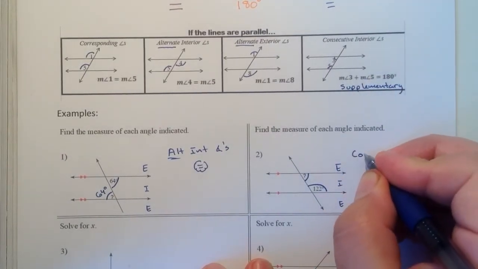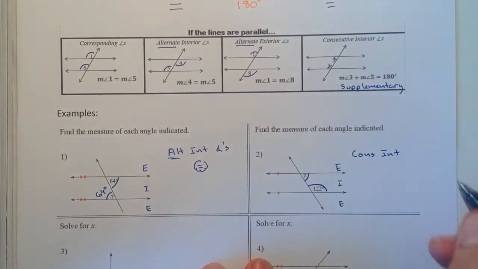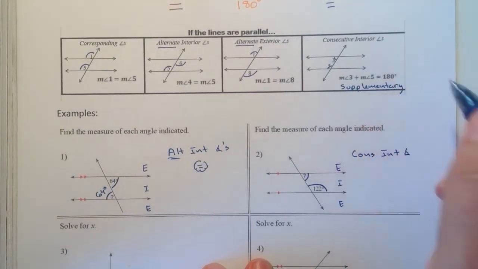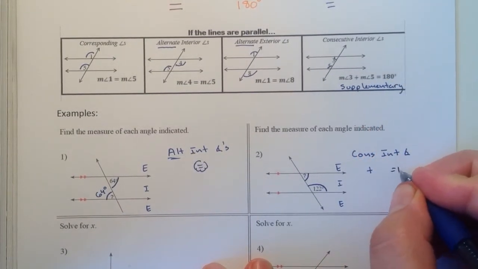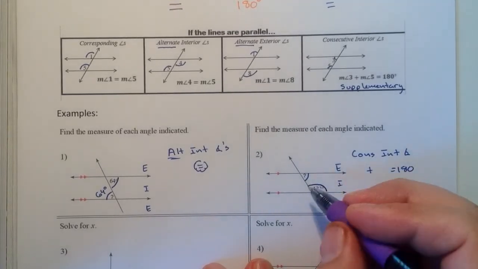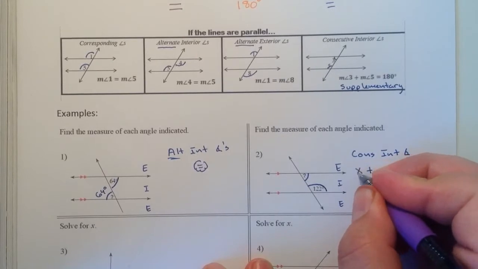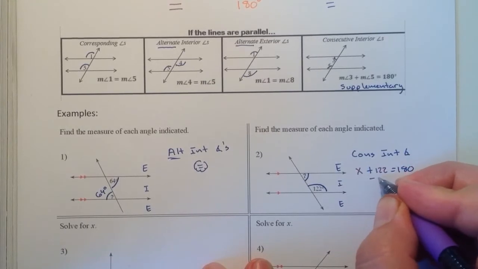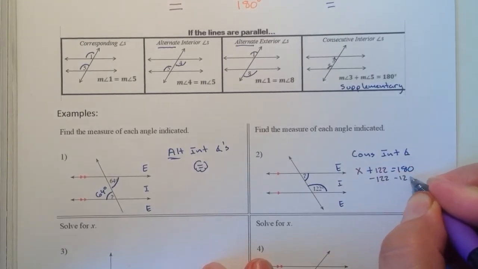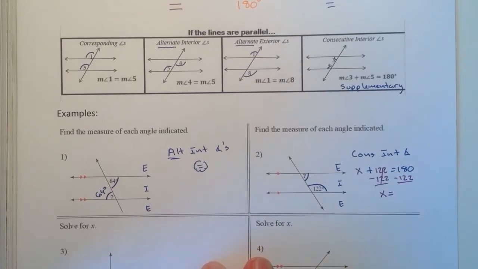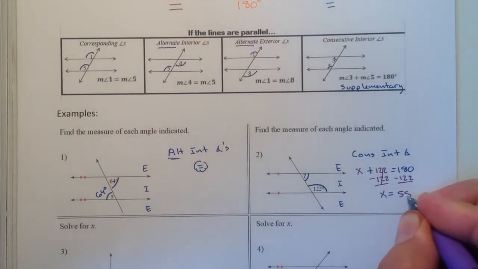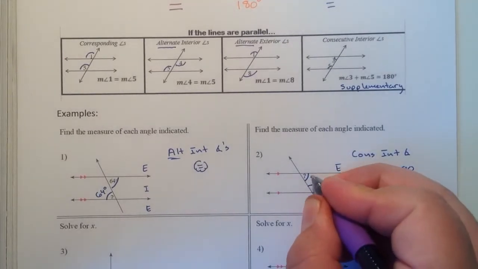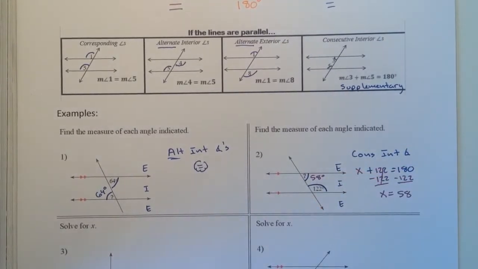And if they're consecutive interior, well, just remember the rule. The rule says add them up and it equals 180. So I'm going to add them up and it equals 180. So look, I have a question mark. I could put an X there for my question mark because I don't know what it is. I could put a 122 here. And so look, all I have to do is just take away that 122. Check that number on my calculator here. Let's see, 180 take away 122, and we get an answer of 58. And there's my missing angle right here, 58. Remember, they have to add up to 180.